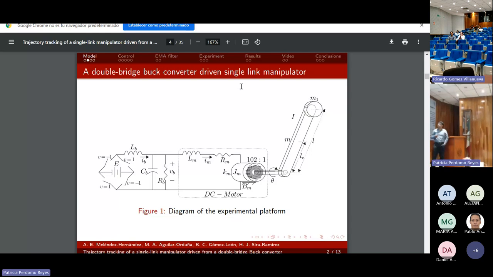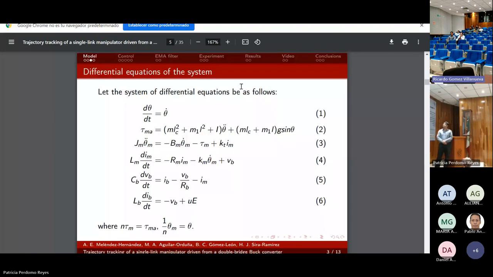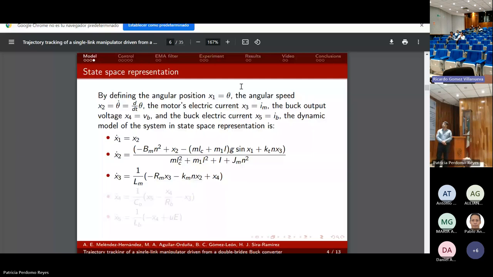I want to start with the model of the system. The system starts with a buck converter, whose input is a switched voltage, and the output is a continuous voltage that enters the motor, which moves the single-link manipulator. Let the system of differential equations be as follows, where the first two equations represent the differential equation of a pendulum. The next two equations represent the equation for a motor, and the last two equations for a buck converter. We can combine the first four equations and take them to a state space representation.